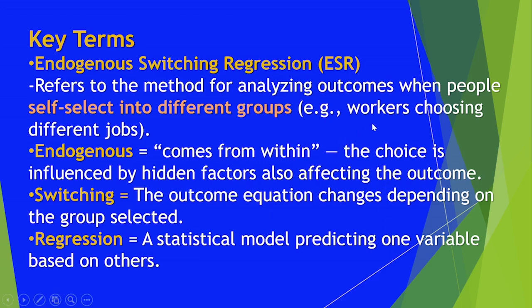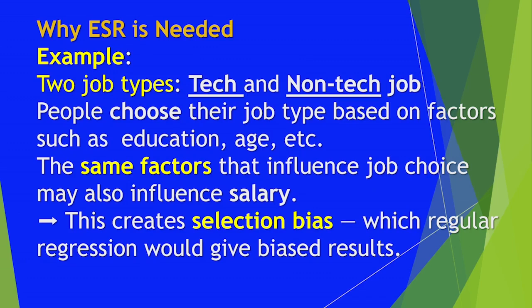For example, workers are choosing different jobs, and we need to understand what's endogenous. Endogenous simply means comes from within, and the choice is influenced by hidden factors also affecting the outcome. Switching simply means that the outcome equation changes depending on the group that is selected. And regression, which is commonly used in statistics, is simply a statistical model which is used to predict one variable based on others.